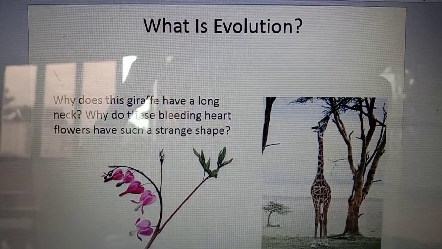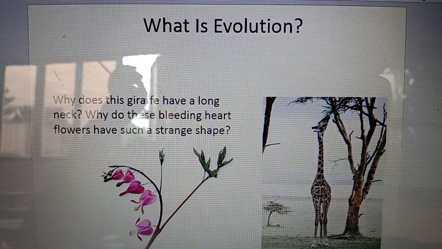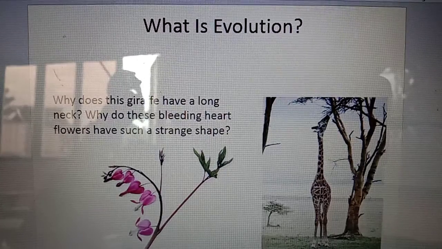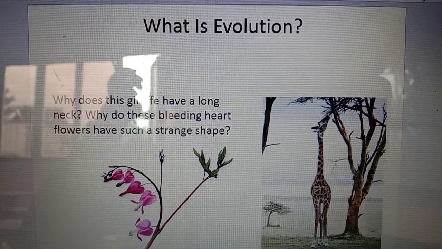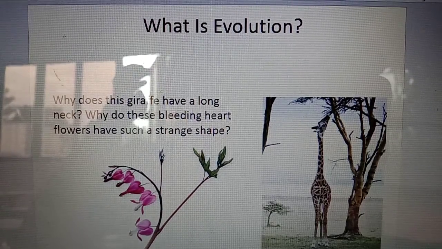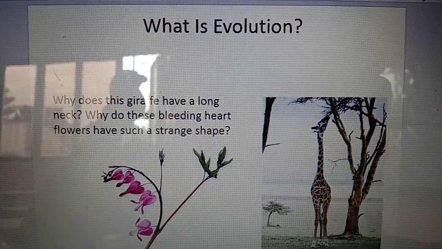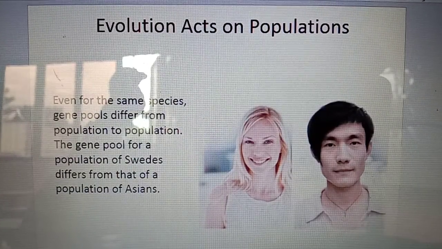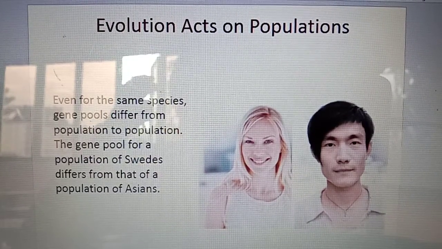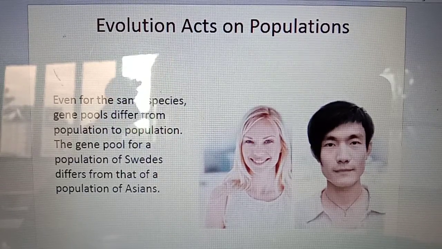Okay, remember also that evolution is detectable by examining the population's gene pool, the entire collection of genes and alleles. Even for the same species, gene pools differ from population to population. The gene pool for a population of Swedes differs from that of a population of Asians. So you can see that picture.